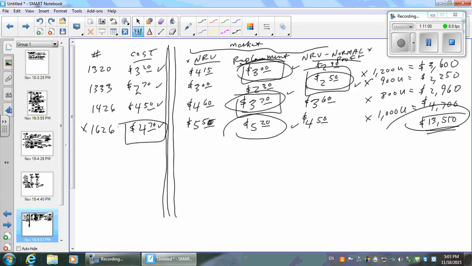How much is the cost? How much is the market? Cost, you take 320 times 1,200, right? You take 270 times 900. You take 450 times 800, and 470 times 1,000. And you add them all up. How much? 14,570. Okay, there's cost.